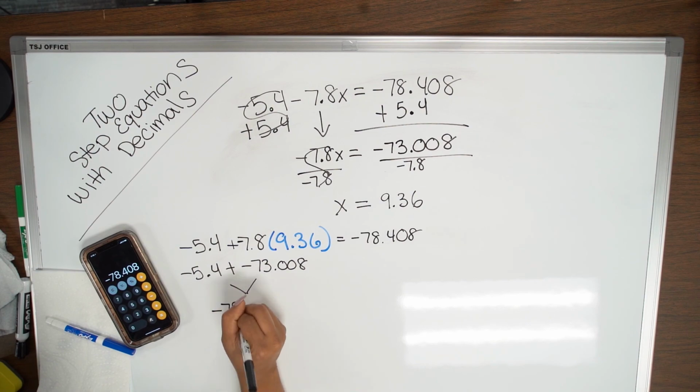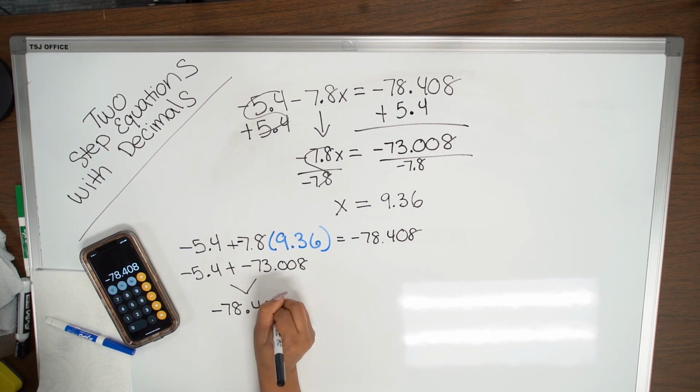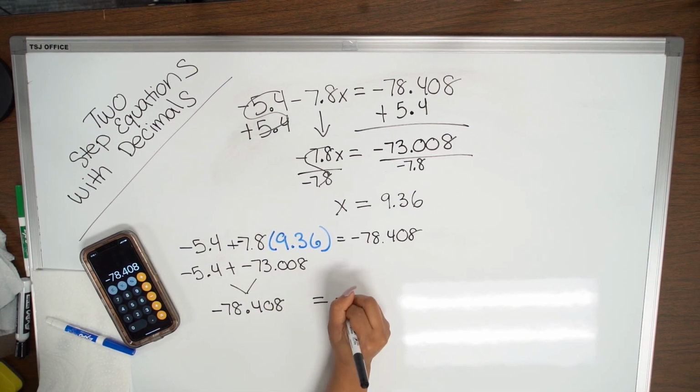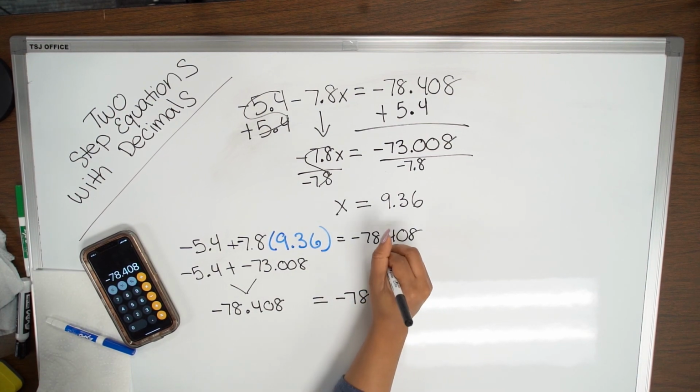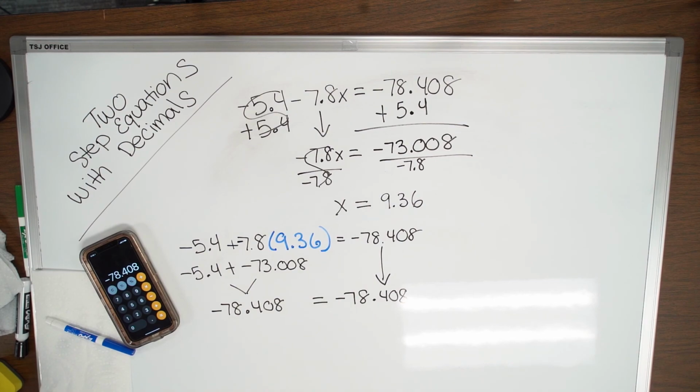And that equals negative 78.408 because we just brought this down. All right, and that is an 8. Just the light. Sorry about that. All right, so there we go.